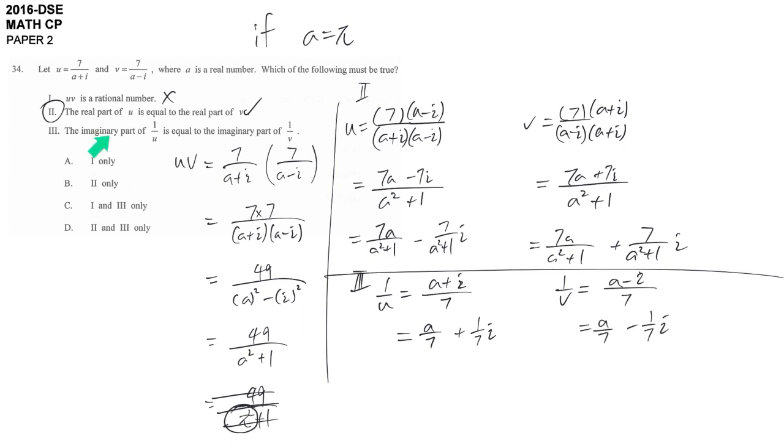They are talking about the imaginary part. The imaginary part here is positive 1 over 7. However, the imaginary part of 1 over V is negative 1 over 7. So they are not equal. The last statement is wrong. Only B is correct.